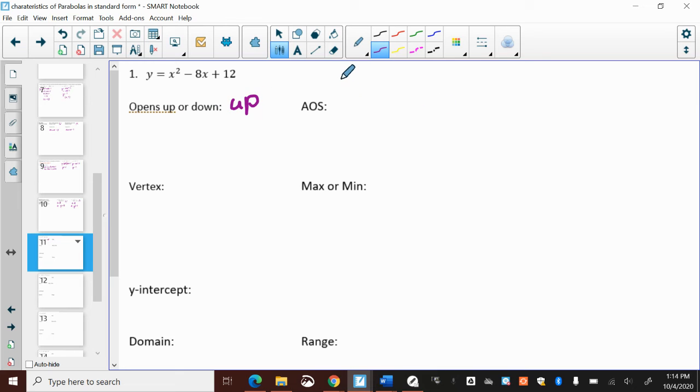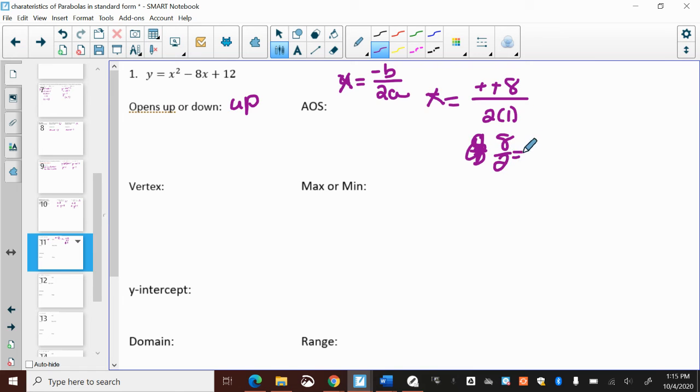To find the axis of symmetry, we want to use x is equal to minus b over 2a. The b value in this case is -8. So x is equal to -(-8) all over 2 times 1. Two negatives become a plus, so we get 8 over 2, which is 4. So I know our axis of symmetry is x is equal to 4.